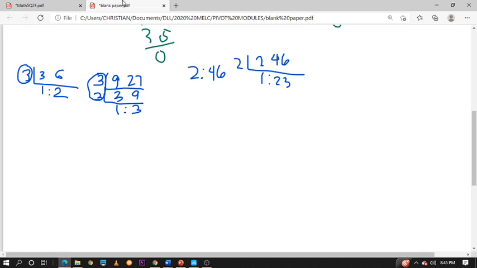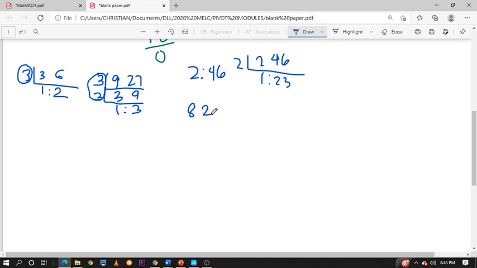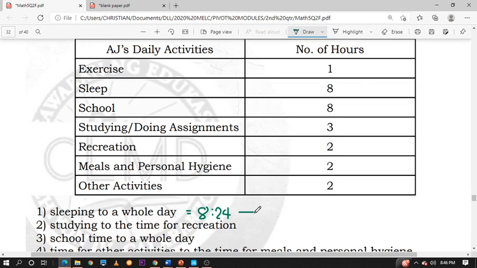Okay? So, isimplify natin yung 8 is to 24. Okay? So, pwede siyang i-divide sa 2. So, 8 divided by 2 is 4. 24 divided by 2 is 12. So, pwede pa uli natin siya i-divide sa 2. 4 divided by 2 is 2. 12 divided by 2 is 6. So, pwede uli siya sa 2. So, 2 divided by 2 is 1. 6 divided by 2 is 3. So, ang simplest form natin is 1 is to 3. So, yun ang ating answer dito. Okay? So, ganun po ang gagawin natin for the learning task 2.